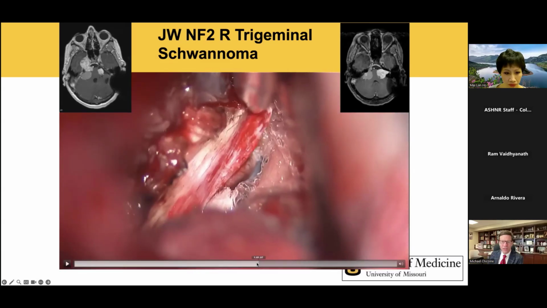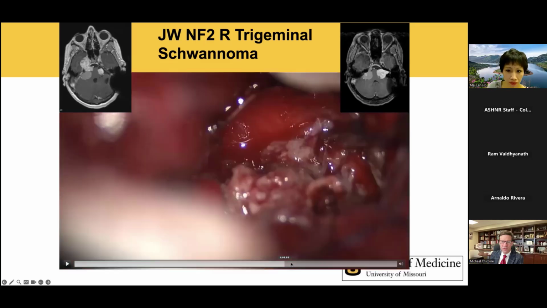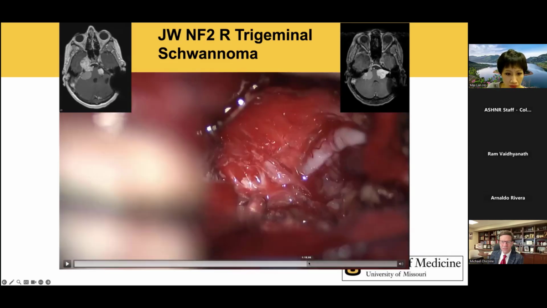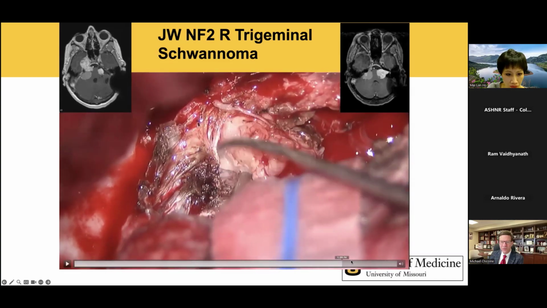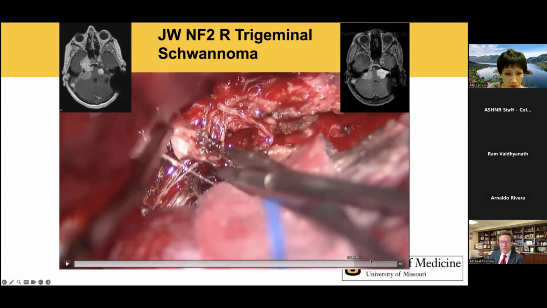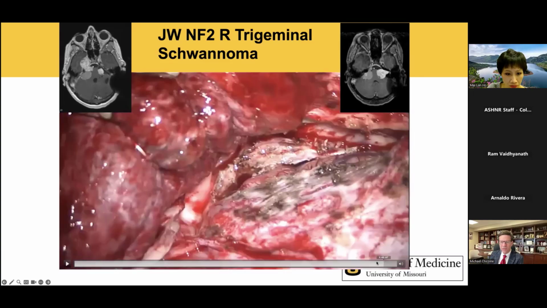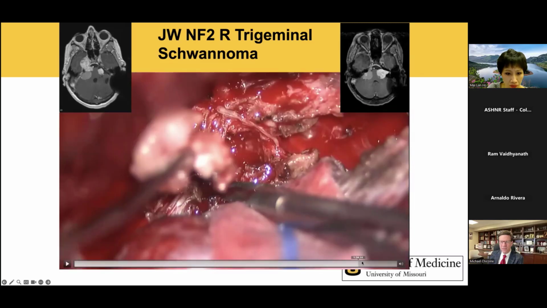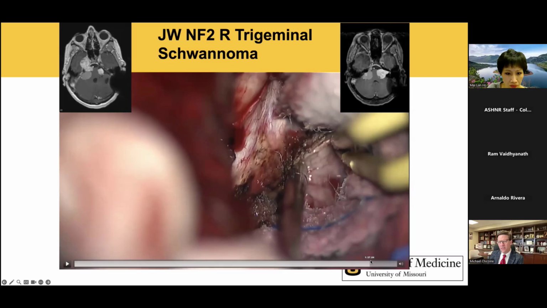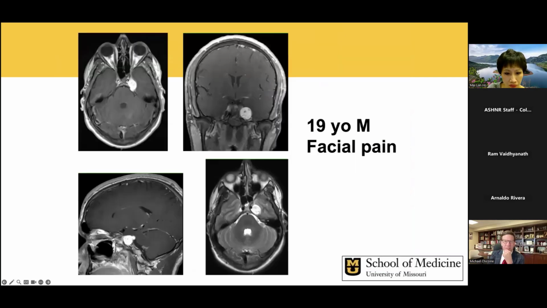You see the tentorial edge there as we work towards the posterior fossa from the middle fossa. And I think a little bit later, if we fast forward, you get a little bit of a glimpse of the fourth nerve here. There's a little bit of the temporal lobe there. Back up there just a second. Right there at the base, it's hard to see, but right at the base there is the midbrain. So using a little bit of that anatomy to get to the lesion.